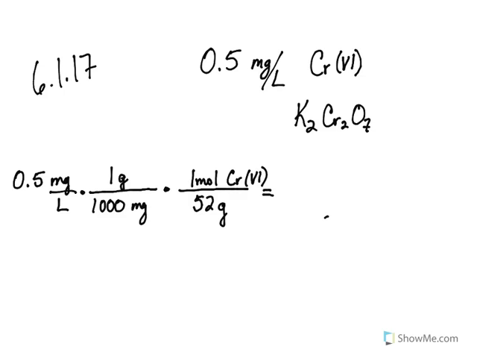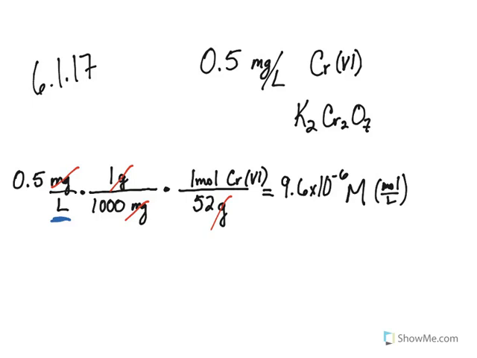And what this is going to give me is the molarity in moles per liter, because I didn't do anything to my liters. I've left liters alone. Liters is still going to be there when I cancel out all my other units. And now I have moles and I have liters. That's going to give me the molarity of chromium-6 that is allowed to be discharged into the sewer system, and that is approximately 9.6 times 10 to the negative 6th molar.